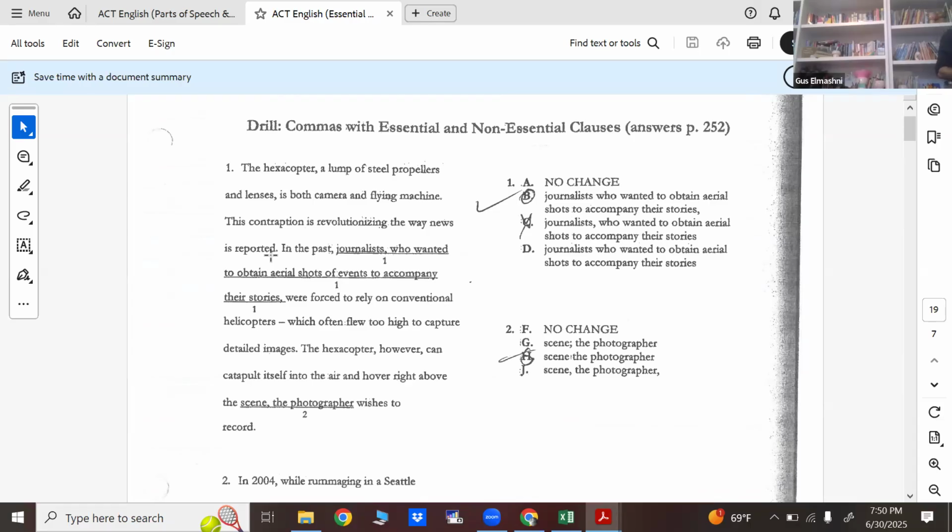Great example here. "The hexacopter, a lump of steel propellers and lenses, is both camera and flying machine." So you see there's a comma after hexacopter and a comma after lenses. I didn't need that middle phrase. Yes, it's nice to know, because I didn't know what a hexacopter was. But does the sentence sound fine without that middle phrase? "The hexacopter is both camera and flying machine." It still sounds complete, right? So was that middle phrase needed? No. If it's not needed, what do you have to do to set it off? Commas before and after. Or you can do two dashes, or put parentheses.